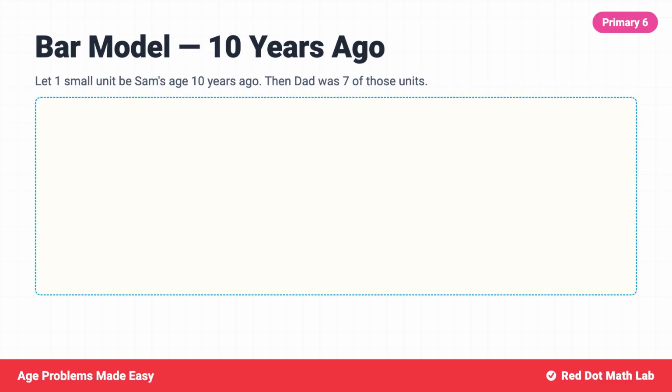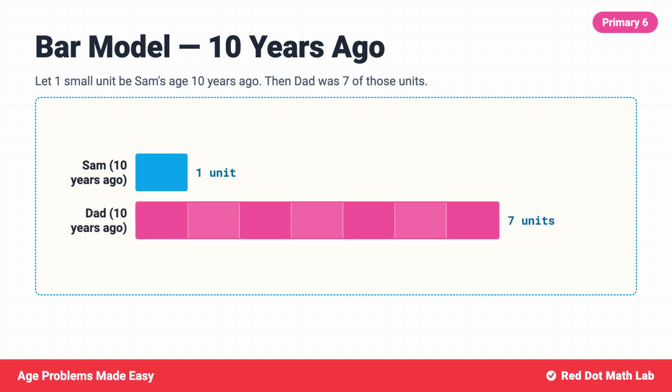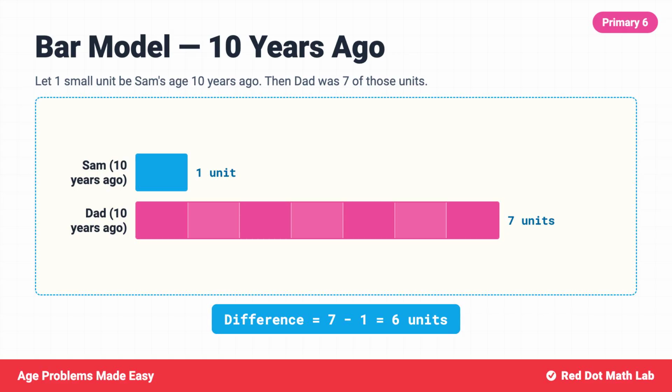Let's draw the first bar model for 10 years ago. Let one small unit represent Sam's age 10 years ago. So Sam is 1 unit long. Dad was 7 times as old, so Dad is 7 units long. Now look carefully. The difference between Dad and Sam 10 years ago is 7 units minus 1 unit, which equals 6 units. Remember this number, 6 units.